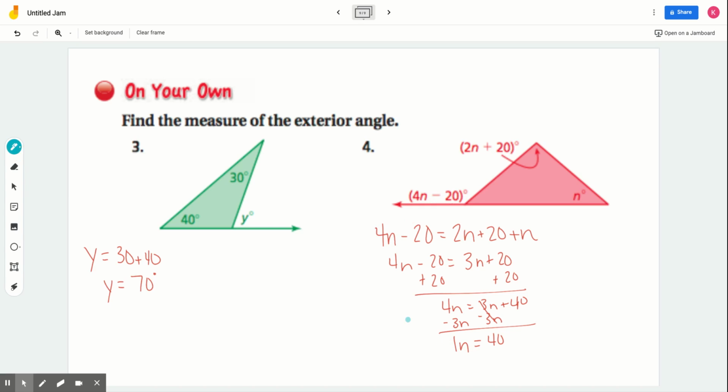We need to plug our answer into this exterior angle to find the value of that angle. So 4n minus 20 when n is 40. 4 times 40 minus 20 is 160 minus 20, or 140 degrees.